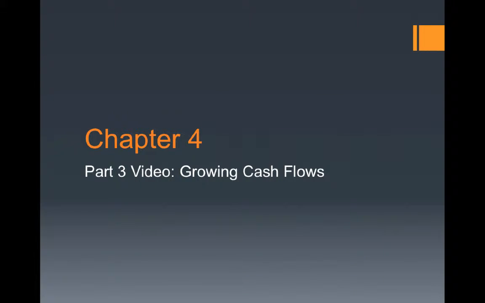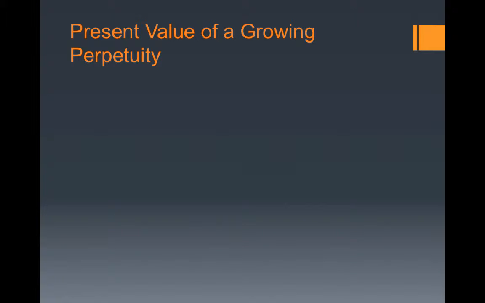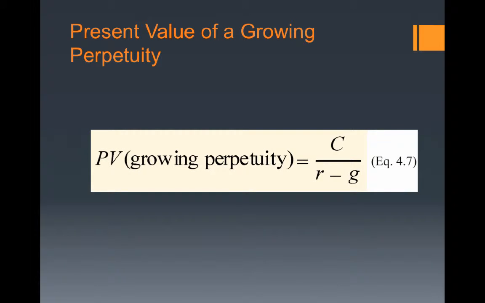In this section, we will look at cash flows that are growing. So we will still look at perpetuities and annuities, but these cash flows are no longer constant, but are growing at a constant rate. So if we make some simplifying assumptions, and those being that the interest rate is constant, the interest rate being R, and G, the growth rate, is constant, then the present value of a growing perpetuity is the cash flow, the constant cash flow that you would receive, divided by the interest rate minus the growth rate.